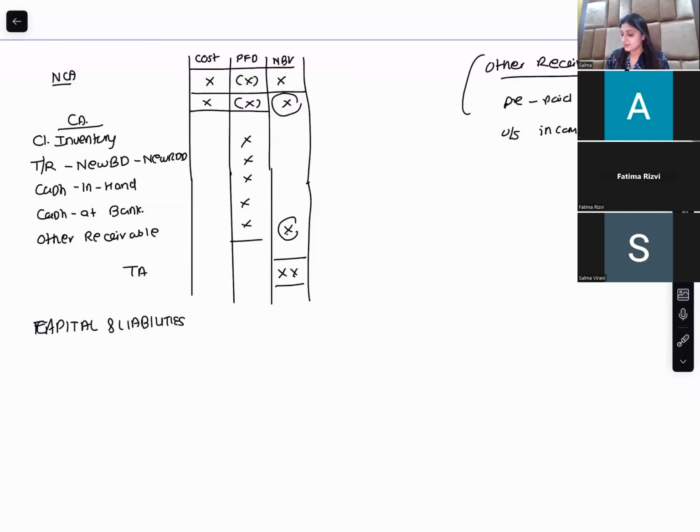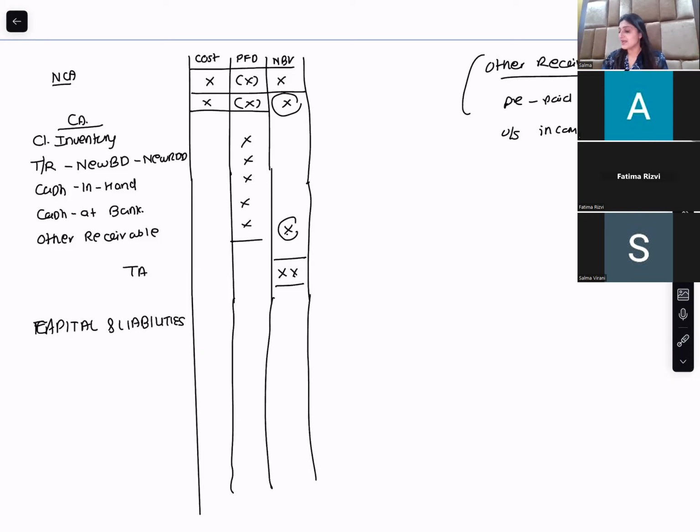In your capital and liabilities, if you are a partnership firm, then your total assets minus your current liabilities becomes your net assets. Total assets minus your current liabilities is called your net assets. Net assets means your capital. You should know this.